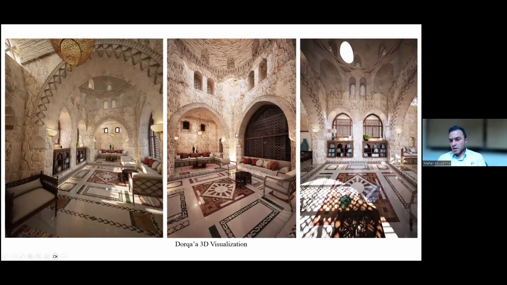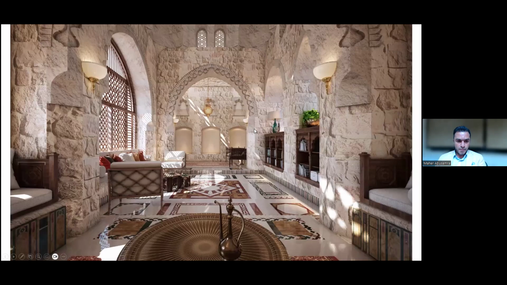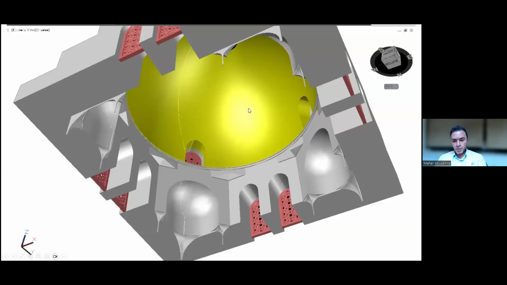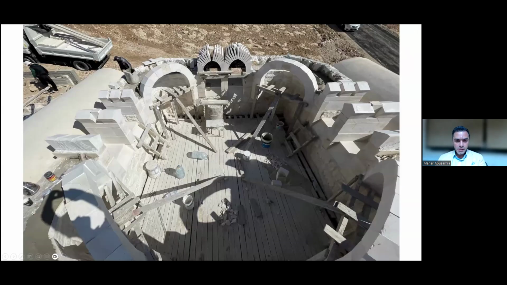This is also a 3D visualization of the main qa'a, some oriental details. This is the upper part of the dome after we convert the square to octagon shape here on the plan. And this is the actual image during the construction.